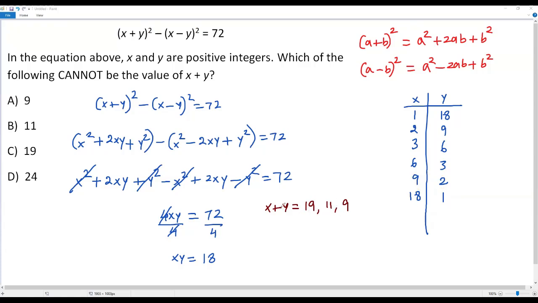Okay, so the possible values for x + y are 19, 11 and 9. We find these values in answer choices A, B and C. So we have only one of these three values as the value of x + y. At any choice, 24 cannot be the value of x + y. So the correct answer choice for this question is D.